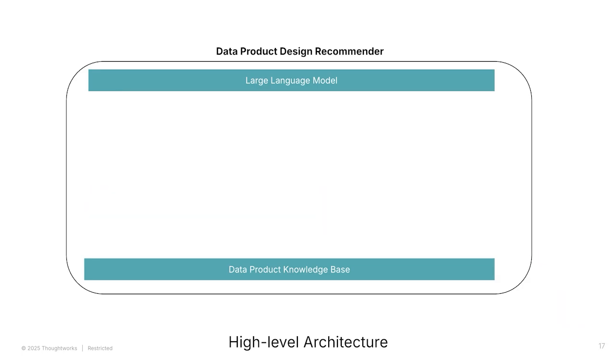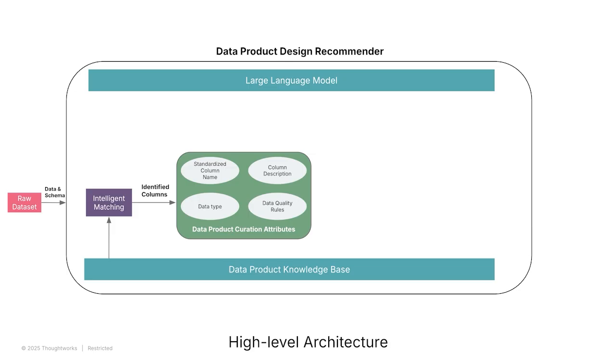So this recommender has two parts, the large language model part and the knowledge base. And we start from the raw data set. We get the data and the schema. And it passes through the first step of matching, where we try to identify if any of the columns in the raw data set match a previously standardized column in the knowledge base of data products. And if we identify them, then the associated attributes are recommended, which are the standardized column name, semantic description, data type, and the relevant data quality rules.